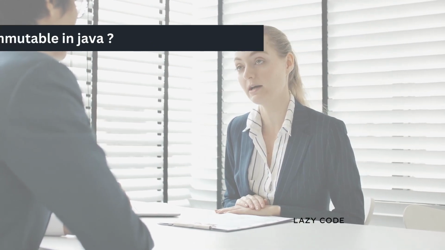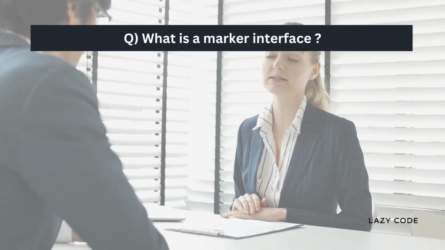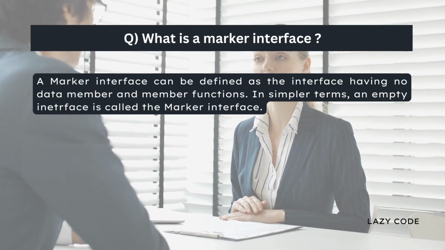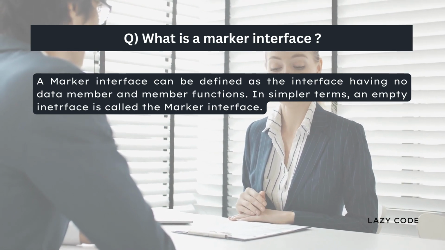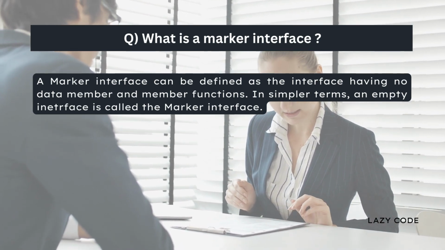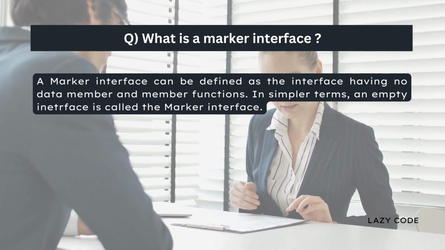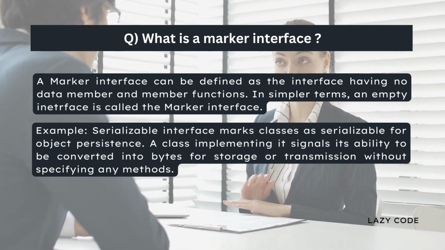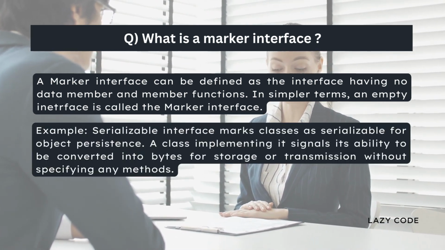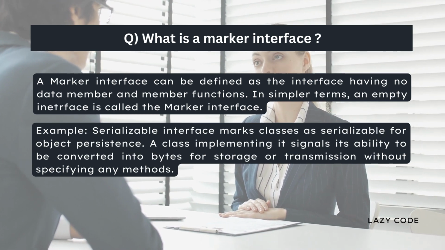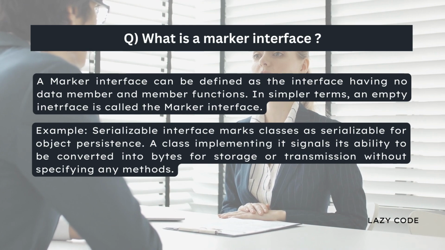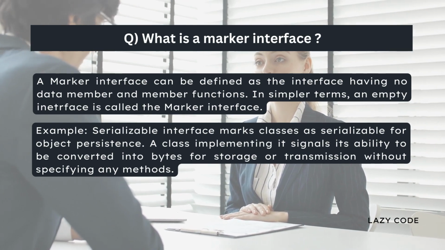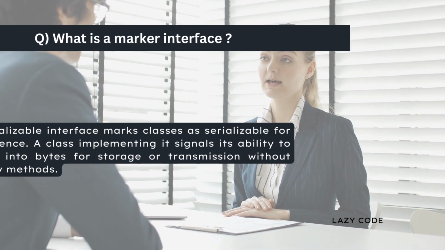What is a marker interface? A marker interface can be defined as an interface having no data members and member functions. In simpler terms, an empty interface is called a marker interface. Example: the Serializable interface marks classes as serializable for object persistence. A class implementing it signals its ability to be converted into bytes for storage or transmission without specifying any methods.